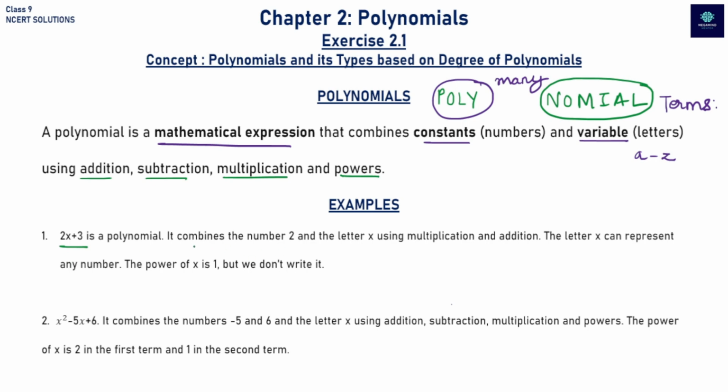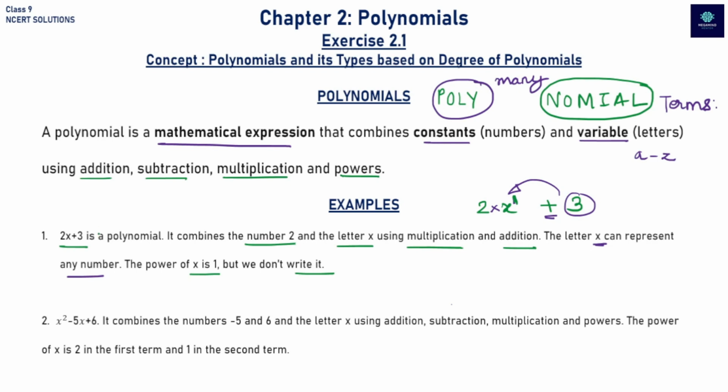So here it combines the number 2 and the letter x by using multiplication and addition sign. Now as you have 2x plus 3, so 2 and x are combined with multiplication sign and this 3 is combined to 2x by using this addition sign. Here the letter x represents any number and here the power of x is 1. So you can see here it is 1 and we don't really write it.